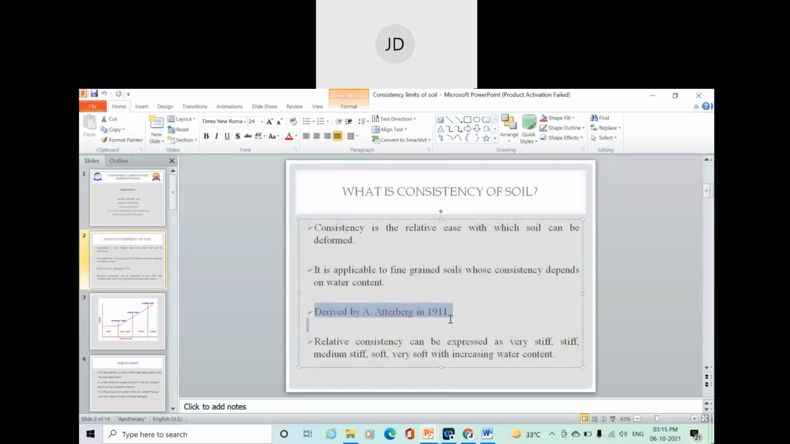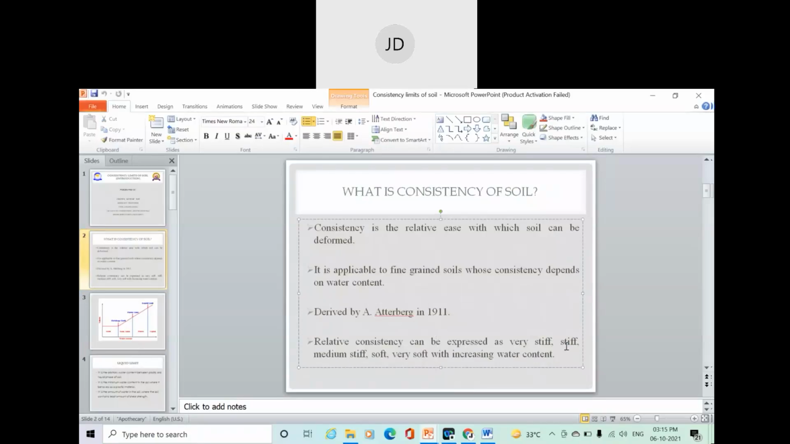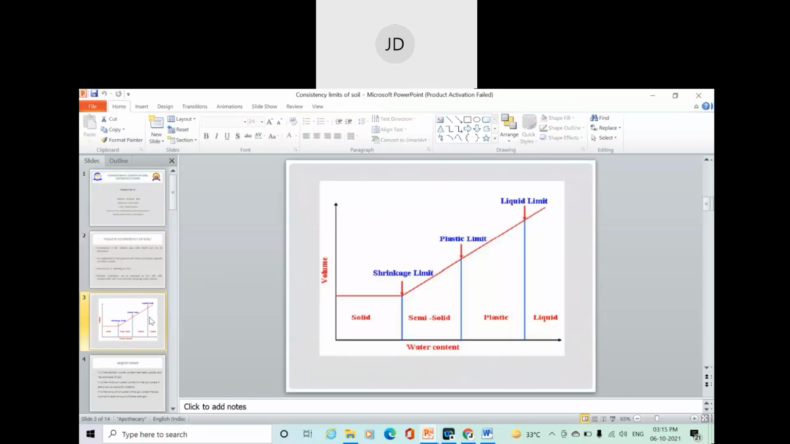Using this we can say whether the soil is stiff, medium stiff or highly stiff depending on water content. I'm talking about fine grained soil, that is clay soil and silty soil. Fine grained soils have the capability of changing their volume in the presence of water. This can be explained by this diagram, which is for consistency limit. If you understand this diagram, you can understand the consistency limit of soil.